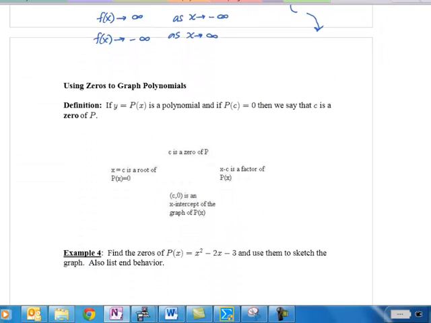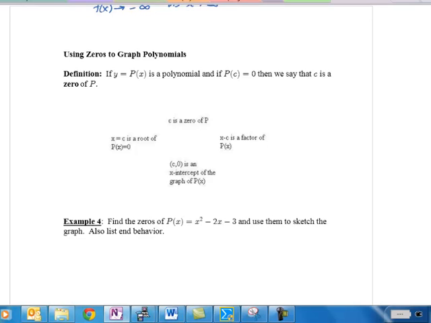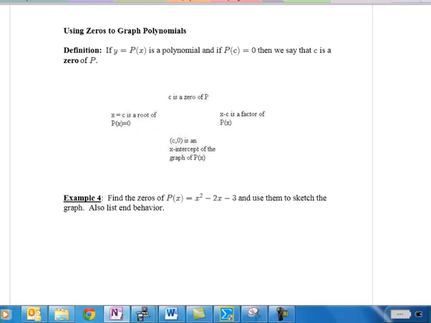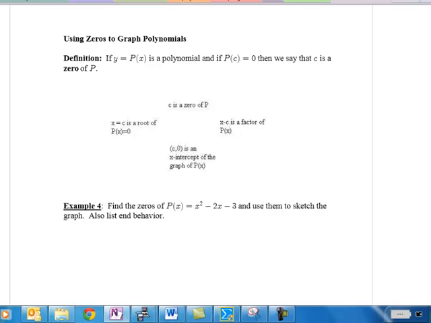So the leading term is going to tell us about the end behavior, and then in order to get more information about what's going on in the middle of the graph, we're going to use what are called the zeros of the polynomials, which are tied to the x-intercepts. So these terms or these phrases are all going to be happening together. So what we want to do is draw arrows connecting them, that if one happens, they all happen. They're all interchangeable.